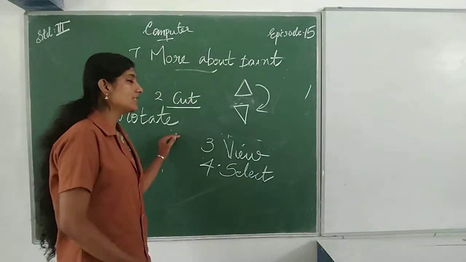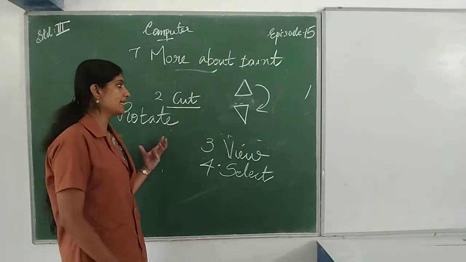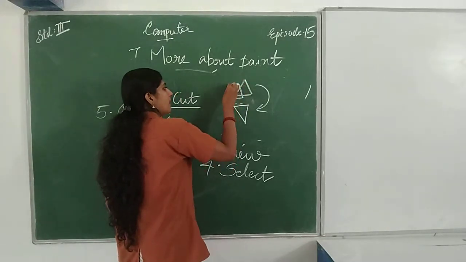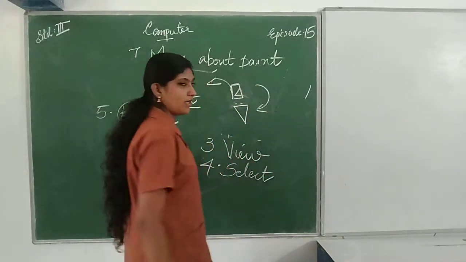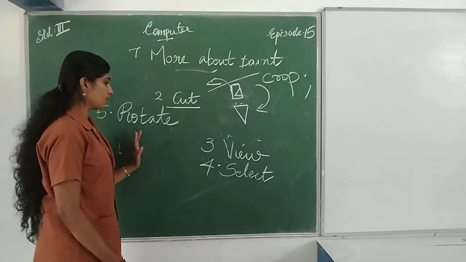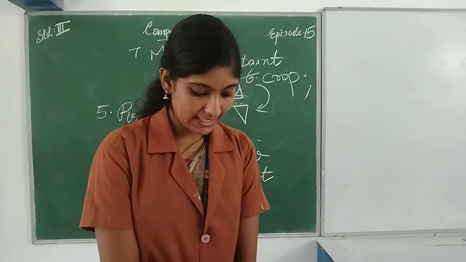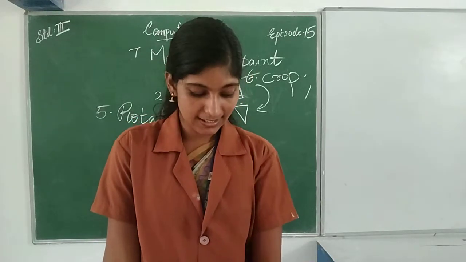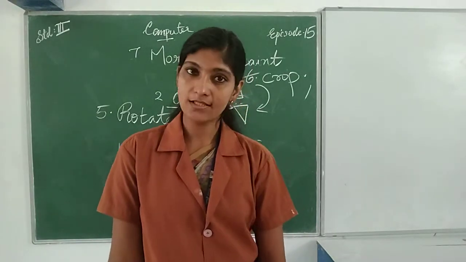Which option is used to retain the selected part and delete the rest? For example, just select or retain this part. That option is crop. C-R-O-P. So the sixth question, crop. The crop button is used to retain the selected part and delete the rest of the drawing. So once again: first question paint, second cut, third view, fourth select, fifth rotate, sixth crop.